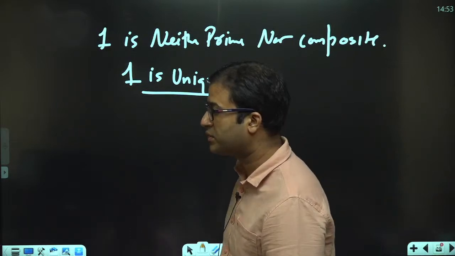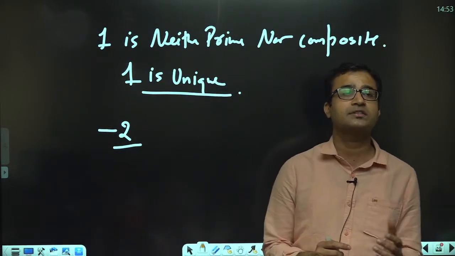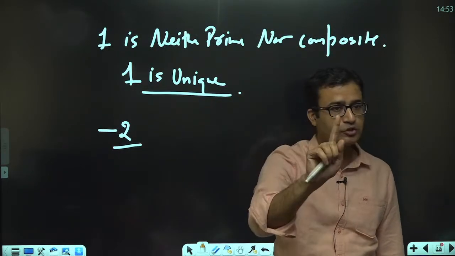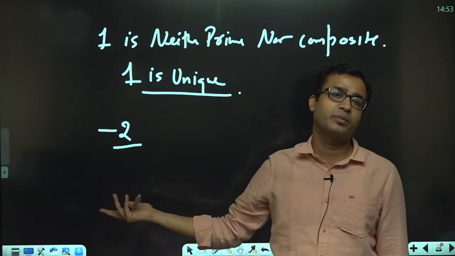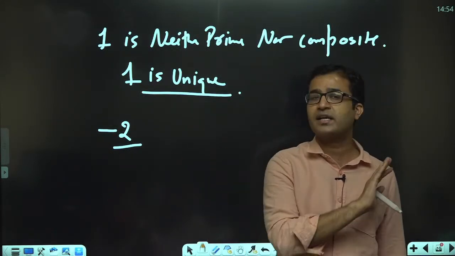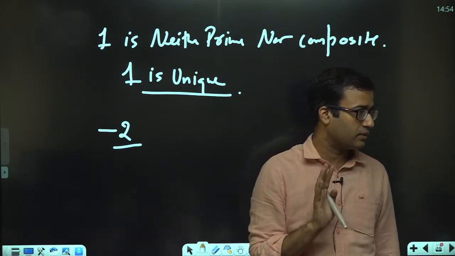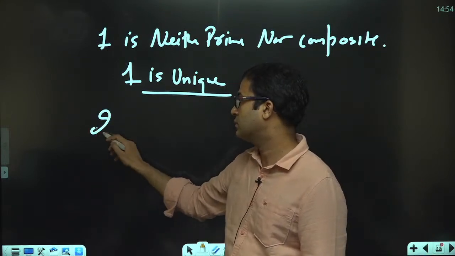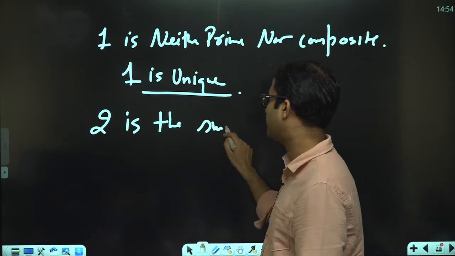Some students ask me, sir, whether -2 can be considered a prime number. See your concept. What is the base? Natural number. It has to be a natural number. Since -2 is not a natural number, how will it be a prime number? Negative integers cannot be prime. Only natural numbers are prime numbers. So can we say 2 is the smallest prime number? So next statement you can write: 2 is the smallest prime number.